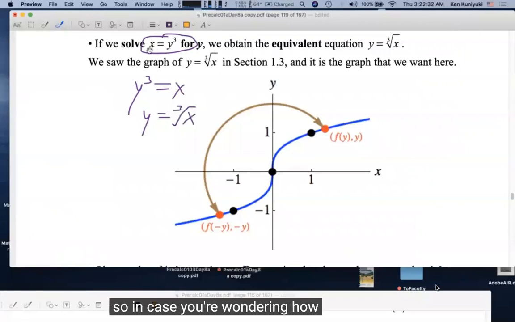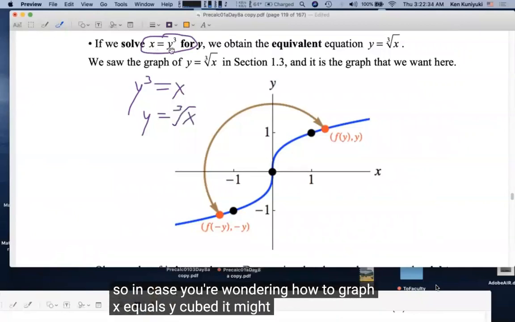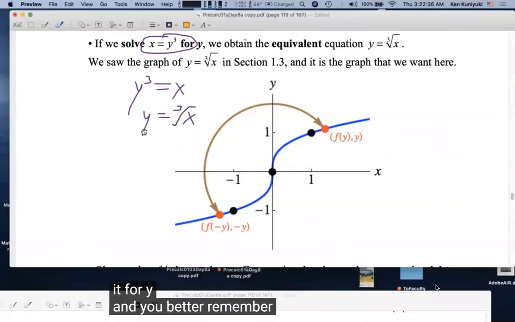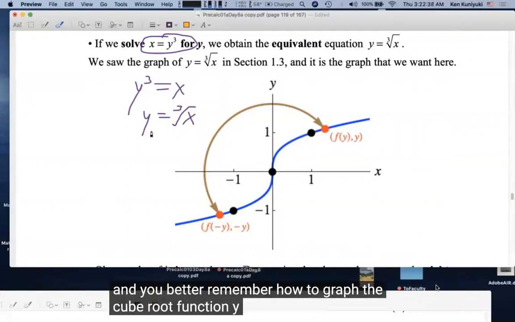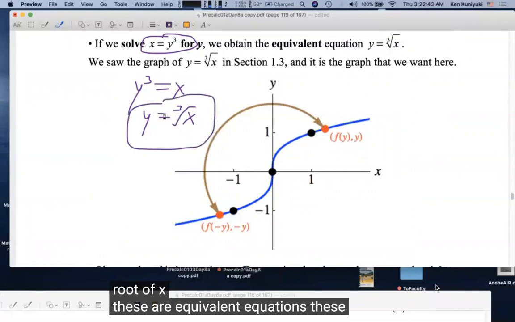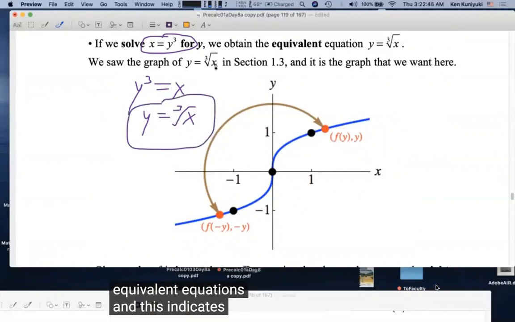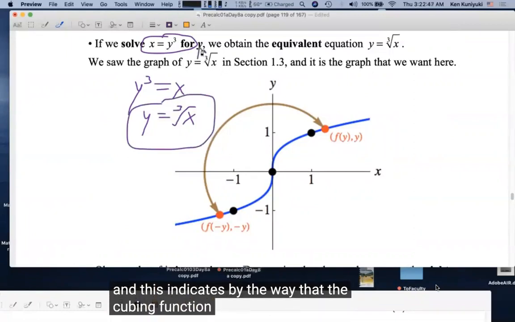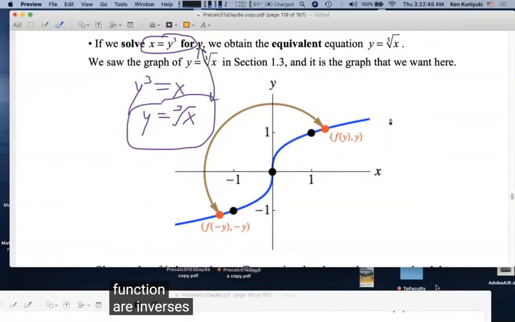So in case you're wondering how to graph x equals y cubed, it might help to solve it for y. And you better remember how to graph the cube root function, y equals the cube root of x. These are equivalent equations. And this indicates, by the way, that the cubing function and the cube root function are inverses. We'll talk about that later.